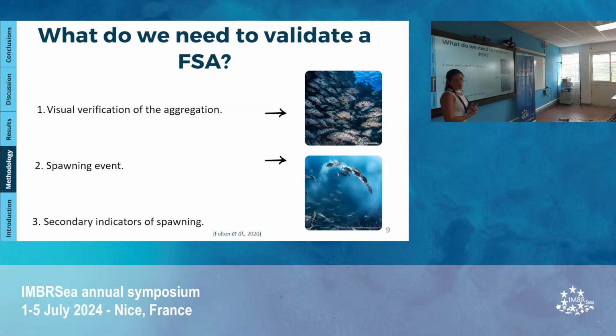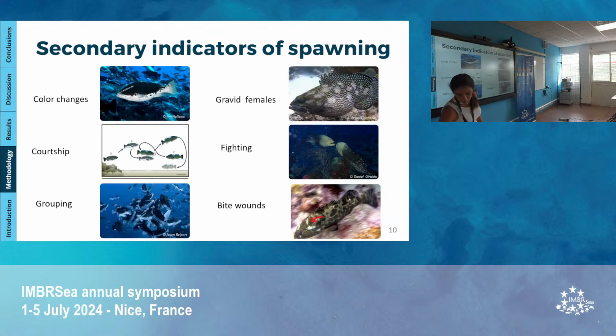So what do we need to validate an FSA? So first is the visual verification of the aggregation, and then the spawning event. But literature mentions that it's difficult to observe these events, so they also use secondary indicators for spawning, which are color changes, courtship, grouping, also the observation of gravid females, fighting, and bite wounds.